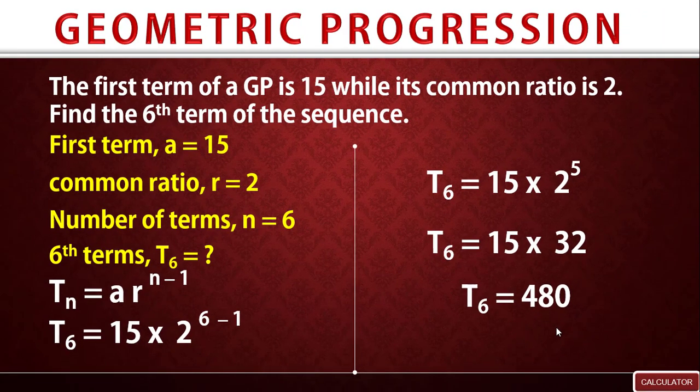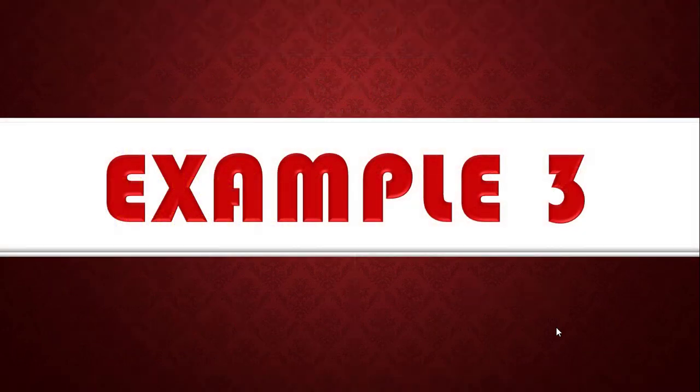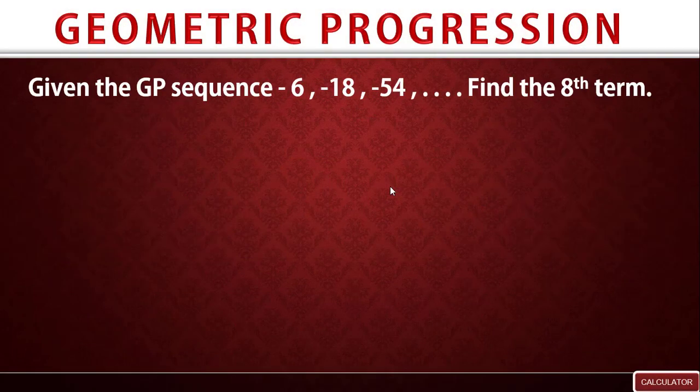So let's go through the next example now, so that you can have full understanding of what geometric progression is all about. Example 3. Well, we're given this GP sequence, minus 6, minus 18, minus 54. So this is an infinite sequence, and we're asked to determine the 8th term.